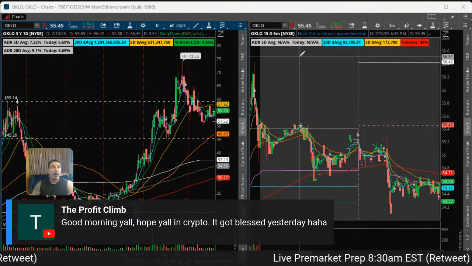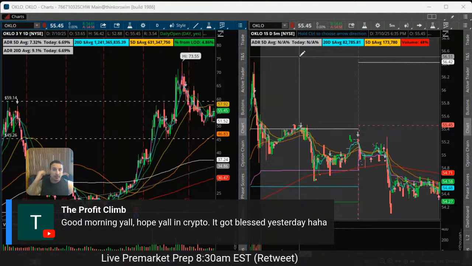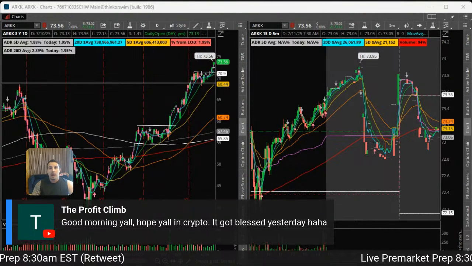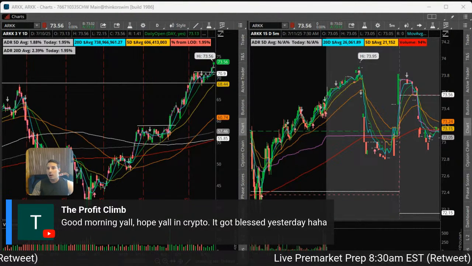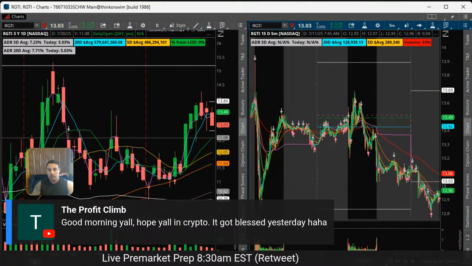Yeah, I bought IBIT 2 days ago and I added yesterday. So I'm sitting really nice, but I'm looking at it this morning and thinking to myself if I should trim a small piece. I'm long ARC, I'm long CCL, I'm long IBIT, I'm short Rigetti, and Rigetti with a little bit of a gap down overnight. So we'll see.